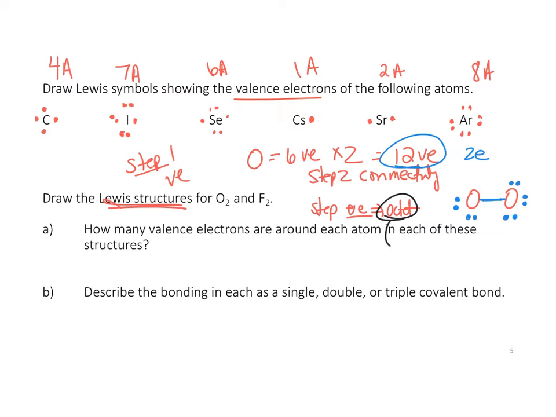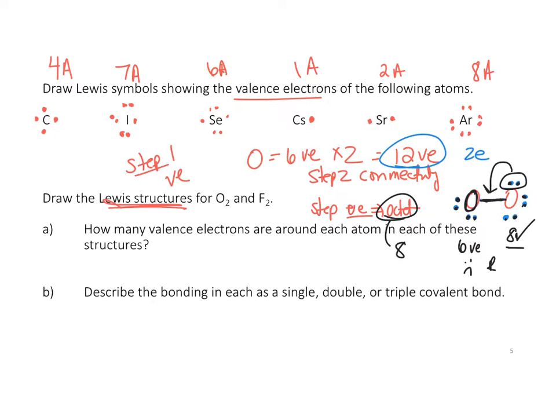Octet means in row 2, each has to have 8. So this has 1, 2, 3, 4, 5, 6, 7, 8. So that octet is fine. Let's look at this oxygen. It has 1, 2, because it gets to share that. 1, 2, 3, 4, 5, 6. 6 valence electrons. It is so unhappy. Okay, so what you want to do then is take a pair from the 8 and make a double bond between the 2.